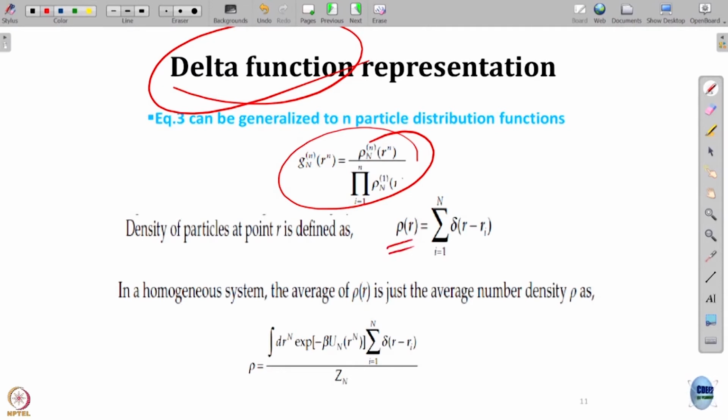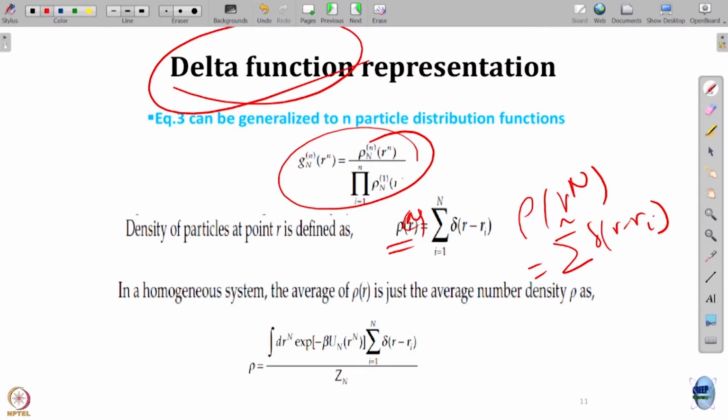This is not quite correct, rho n equal to, so that means n is missing this delta r minus r i. So, there are n particles, and this is a complete distribution of n particles. What it is saying is that it is essentially the Pn, but in delta function representation. But the quantity is that I can go to Gn, n particles.